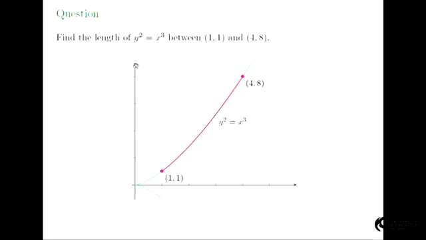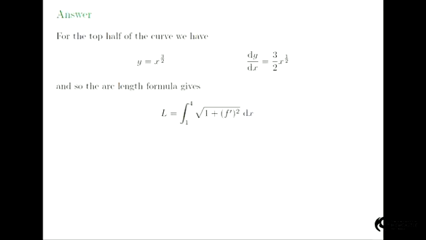So you really have to give 2 points on that curve, right? So for the top half of the curve, I can say we have a function y equals x to the 3/2, and we know that the derivative of y with respect to x gives us 3/2 x to the 1/2. And so the arc length formula says that the length of this curve from x equals 1 to x equals 4 is equal to the integral from 1 to 4 of the square root of 1 plus f prime squared dx.